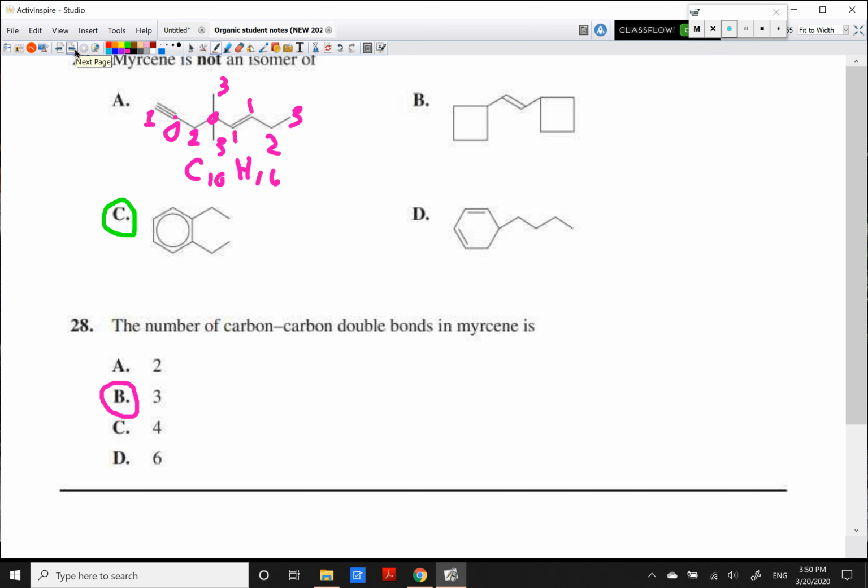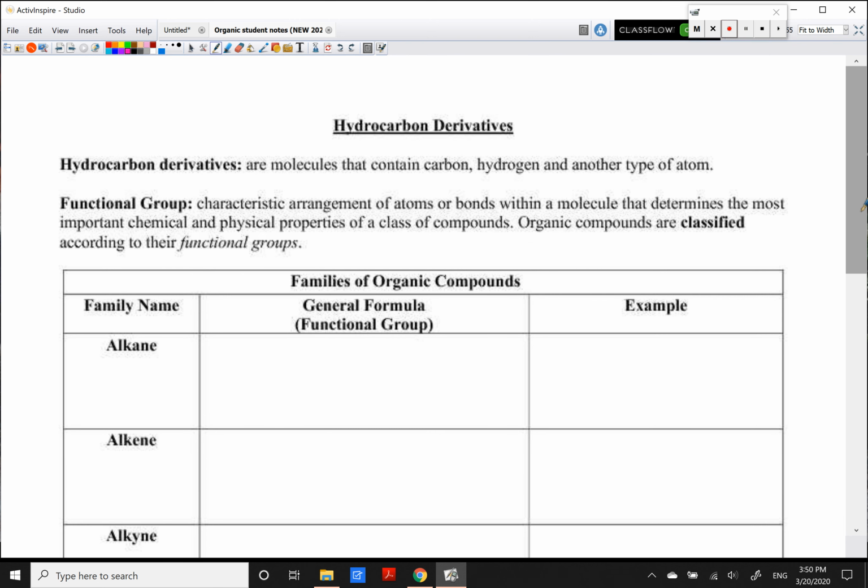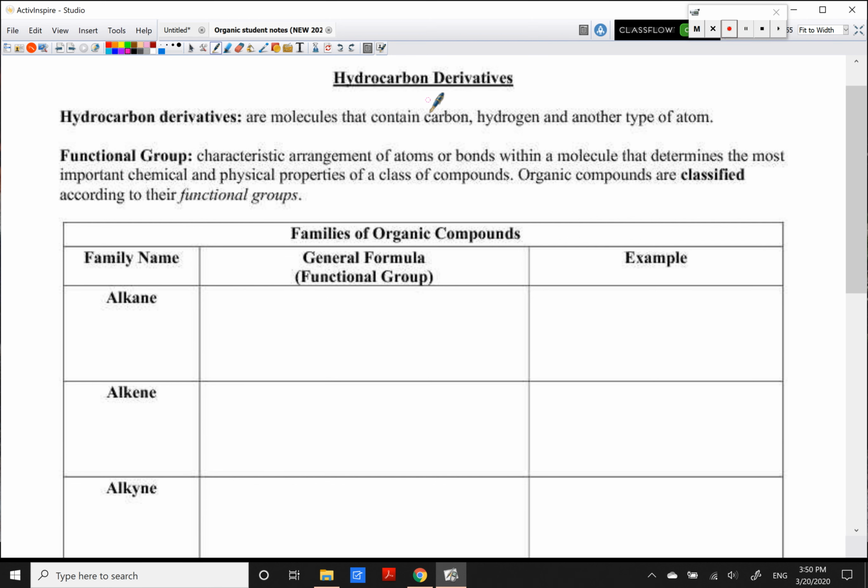Man, I swear I'm going to stop making mistakes eventually. And of course, that brings us to our next chapter. So hydrocarbon derivatives, we'll worry about that next week.